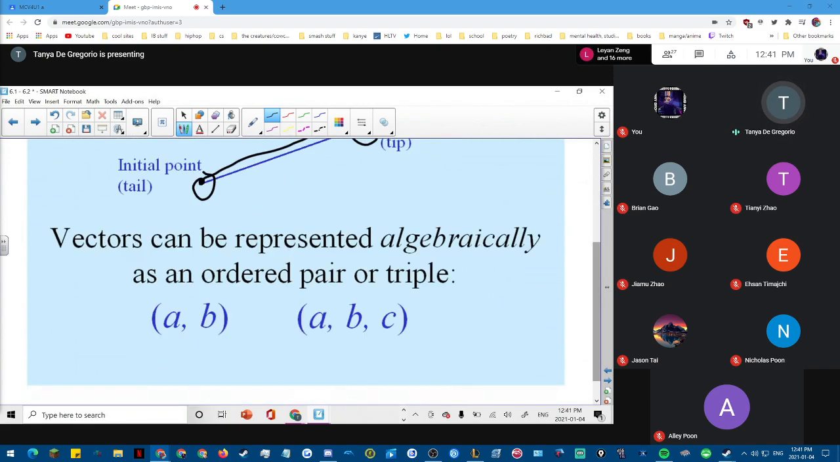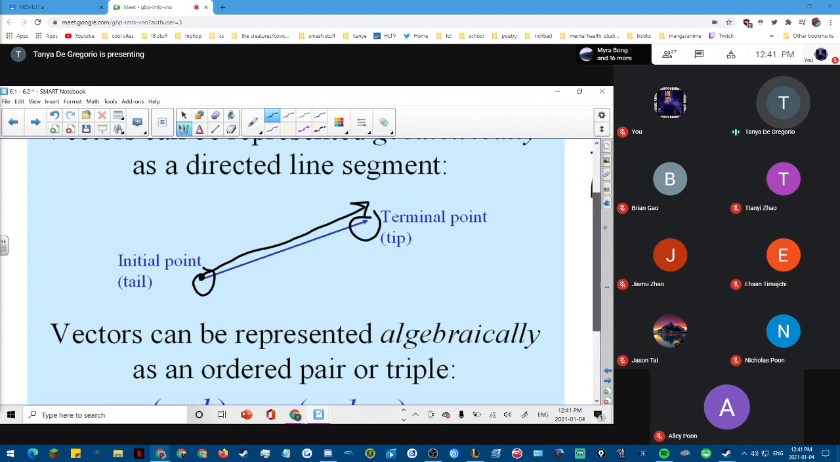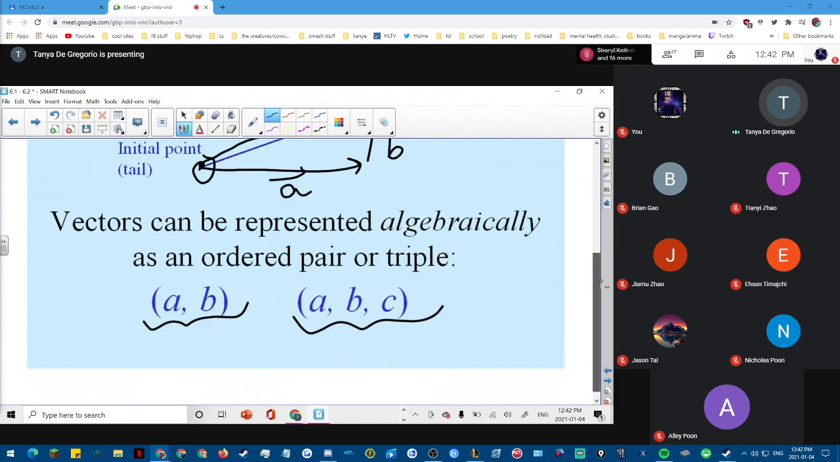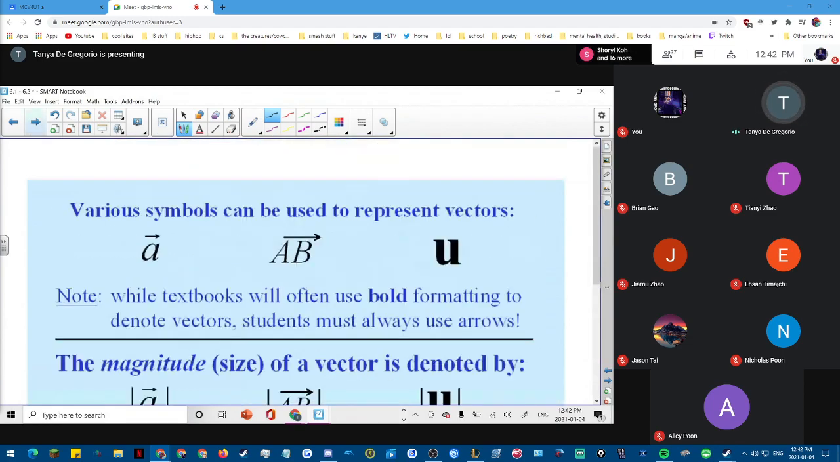Vectors can be represented algebraically as an ordered pair or triple. So obviously this is in 2D space, this is in 3D space. A comma B is going to tell us the direction, or where our terminal point ends up. For example, in this case up here, I've moved A units to the right and I've moved B units up. Do you see that? But these are now vectors. So that's how our components are going to work, and we'll talk about that.